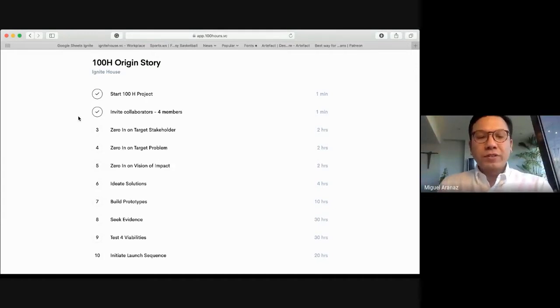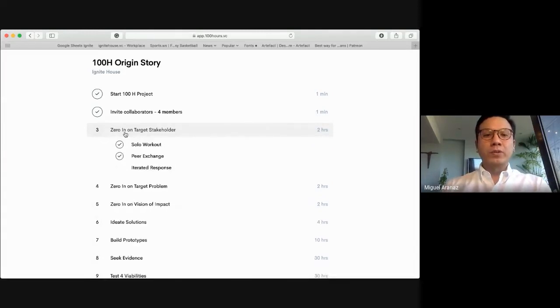What you're seeing on the screen right now is this project, specific to how we came up with this 100 hours Launchpad application. So we're going to go first to stop 3, just basically zeroing in on a target stakeholder.